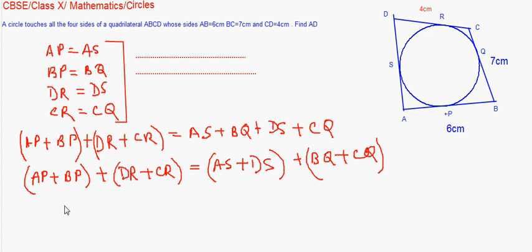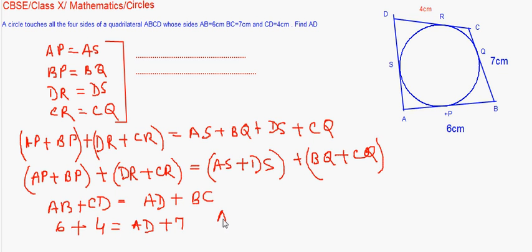So we get AP plus PB is equal to AB. Now DR plus CR is giving us CD. AS plus DS is equal to AD, and the other one is equal to BC. So I replace AB as 6 plus CD as 4, AD is our unknown and BC is 7. In that case, AD is equal to 10 minus 7, that's giving us 3 centimeter. So AD we got to be 3 centimeter.